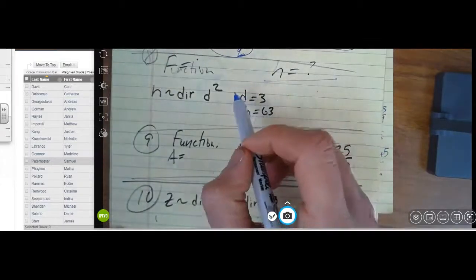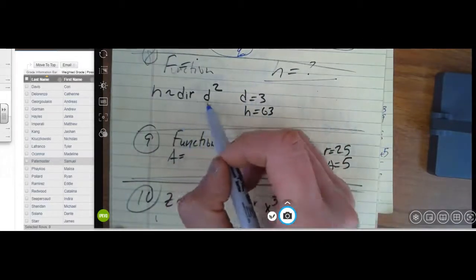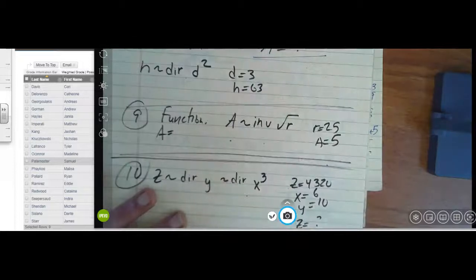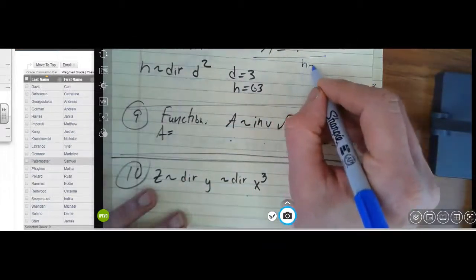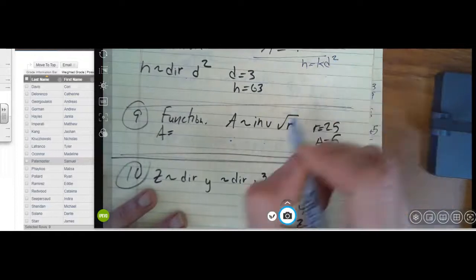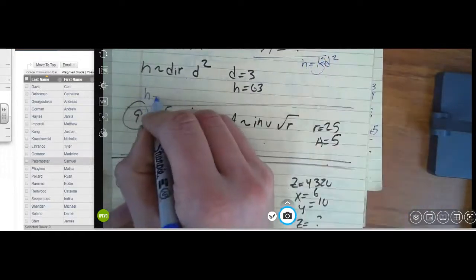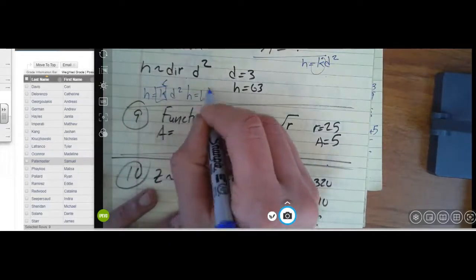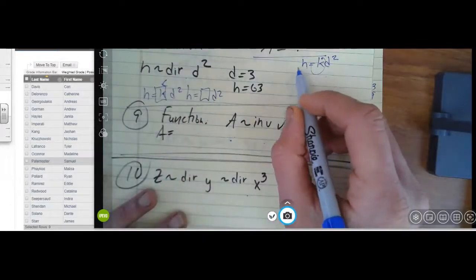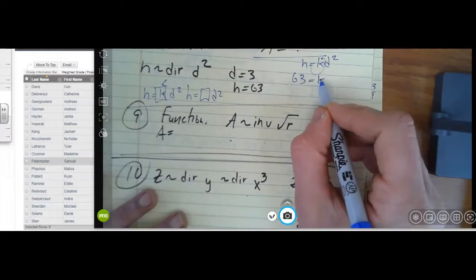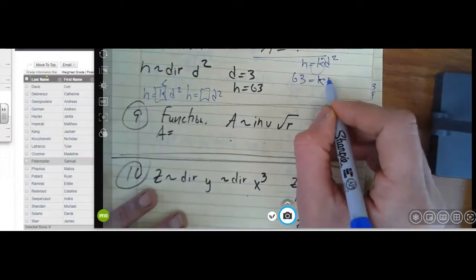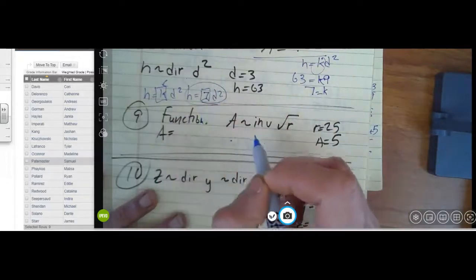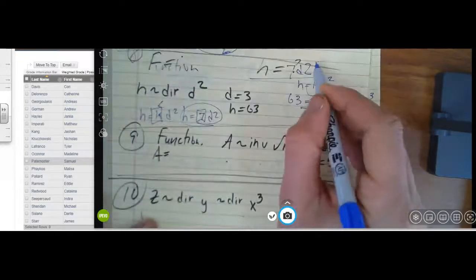And they tell you that h varies directly with d squared, which I think is distance squared. So therefore we have h is equal to k d squared. So we just have to solve for k and then put our answer. So we know that h is equal to k d squared. We just need to solve for k and put that in there. Okay, so it's going to be h equals box d squared. So we replace our values. We're going to get 63 is equal to k times 9. So k is going to equal 7. So therefore we can replace this formula and we get h is equal to 7d squared. Okay, that's the equation.